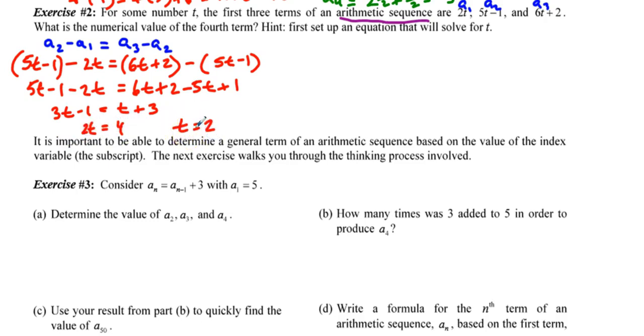So we now found out that the value of t is not, in fact, 1. That didn't work. It's 2. Let's confirm that that works. So I'm going to sub in t equals 2 into these three terms.